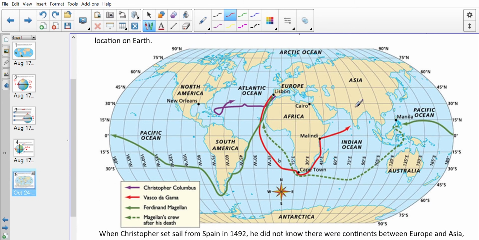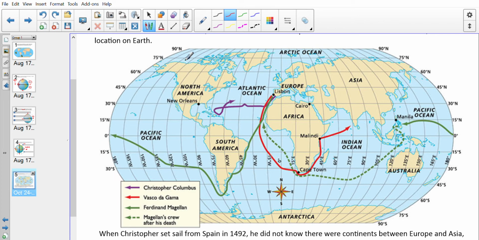Here's an example of our entire map, our entire world, and this map specifically shows the travels of some early explorers such as Christopher Columbus, and they obviously didn't walk through the water, they took ships, so it was very important for them to know where they were going.